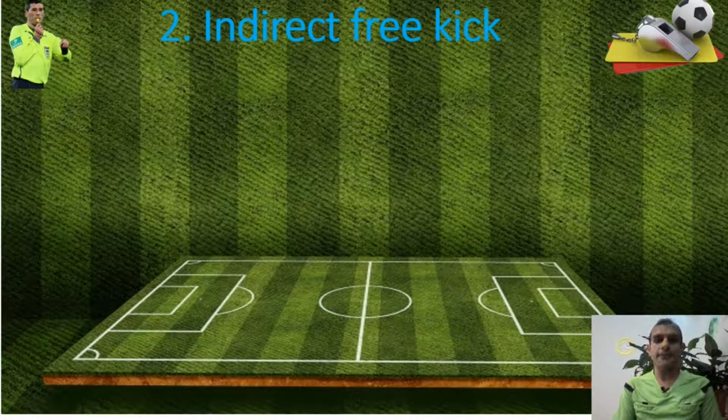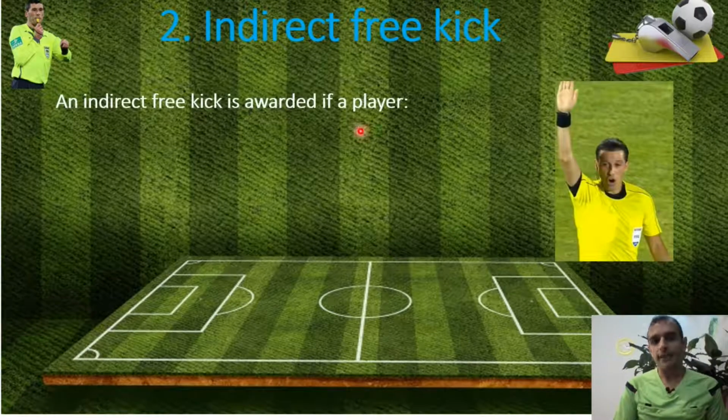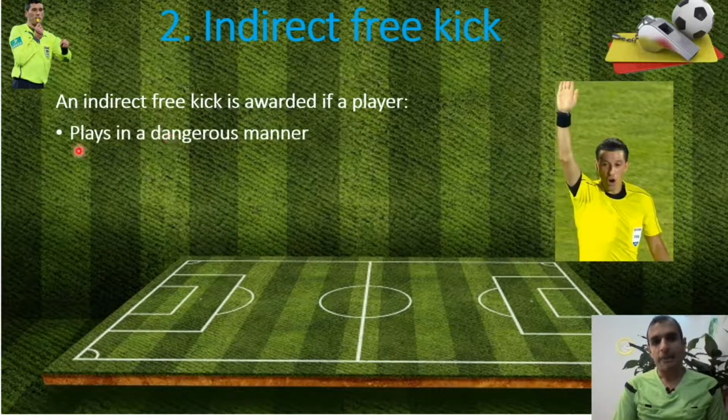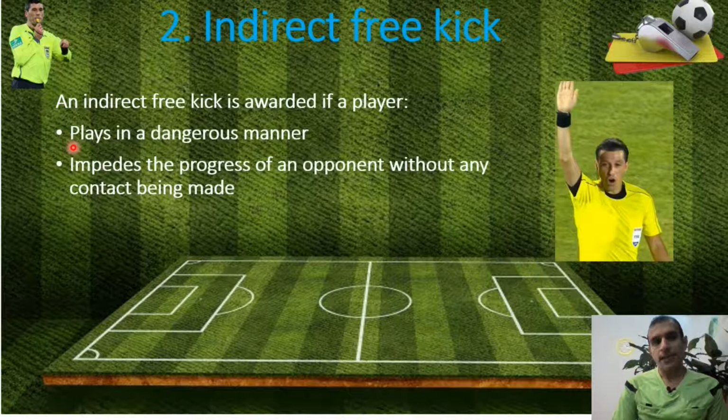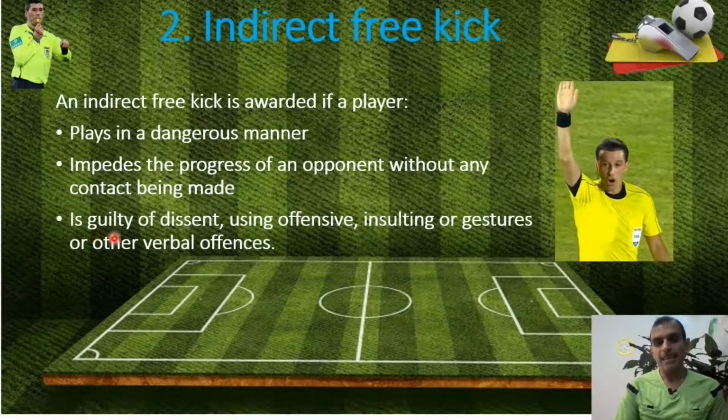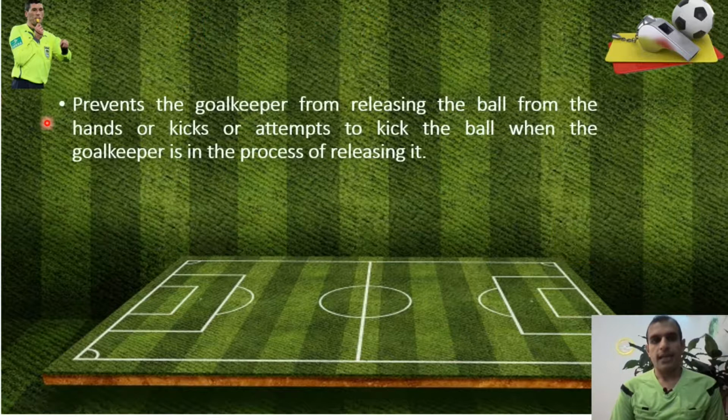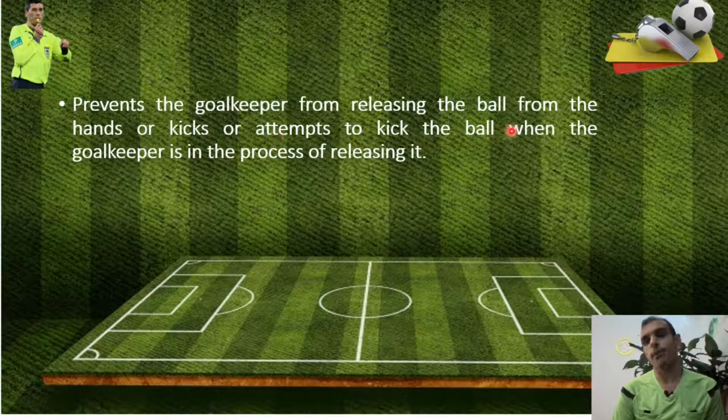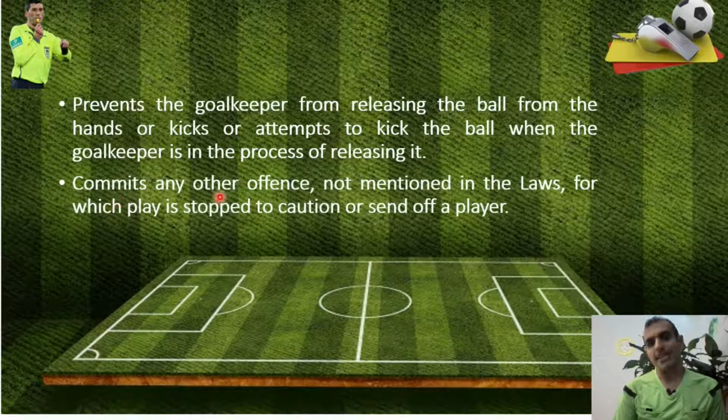Number 2, indirect free kick. An indirect free kick is awarded if a player plays in a dangerous manner, impedes the progress of an opponent without any contact being made, is guilty of dissent using offensive, insulting gestures or other verbal offenses, prevents the goalkeeper from releasing the ball from the hands or kicks or attempts to kick the ball when the goalkeeper is in the process of releasing it, or commits any other offense not mentioned in the laws for which play is stopped to caution or send off a player.